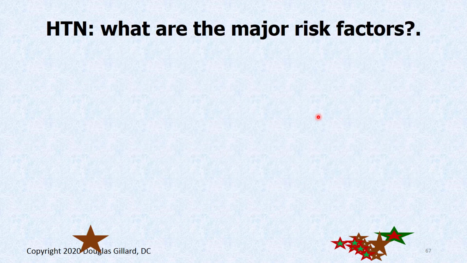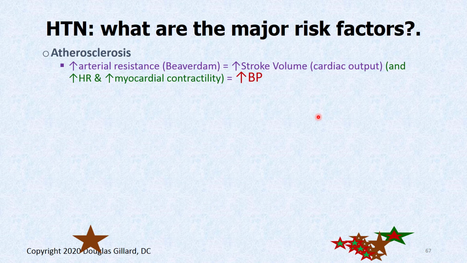What are the major risk factors for hypertension? Atherosclerosis, right? Especially if plaques are forming, that's going to decrease the lumen size, and that means you're going to increase arterial resistance if you have a smaller lumen, and that will increase stroke volume to try to overcome that. That increases heart rate and myocardial contractility, which increases blood pressure.